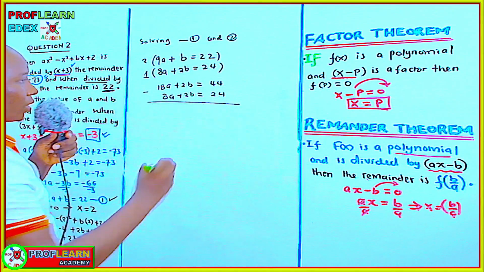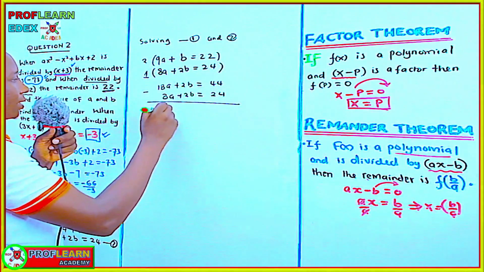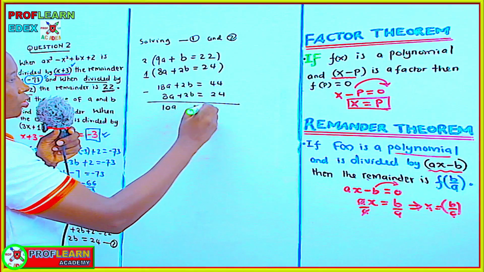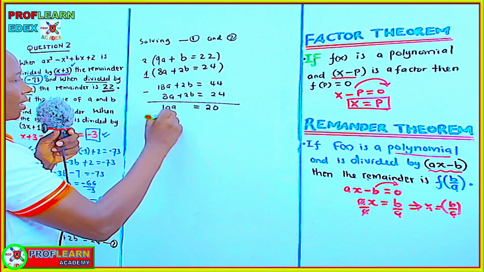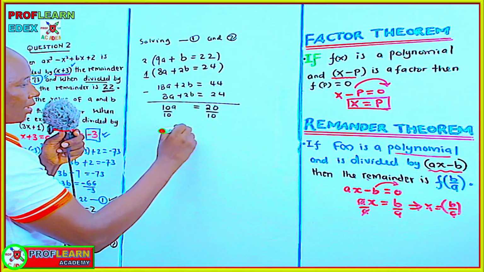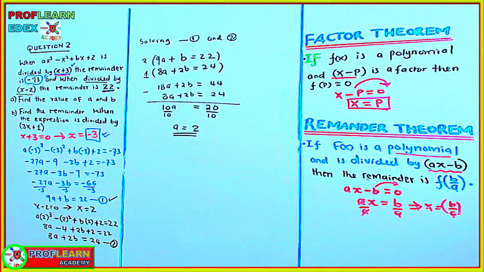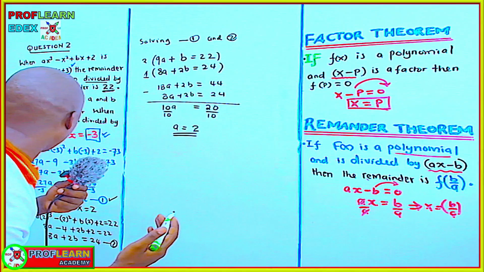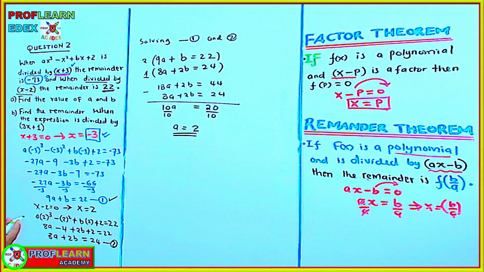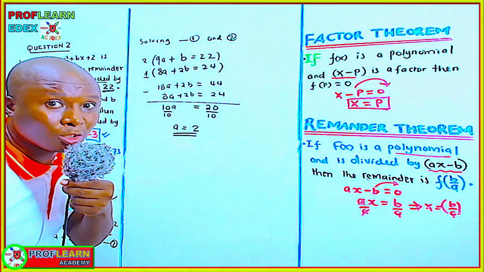If I subtract the two equations at this point, I'm going to get 10a is equal to 20, divided by 10, divided by 10. Our a is going to be equal to 2. And then now I need to find my b, and for my b I can use any of the equations. I can decide to use equation number 1.